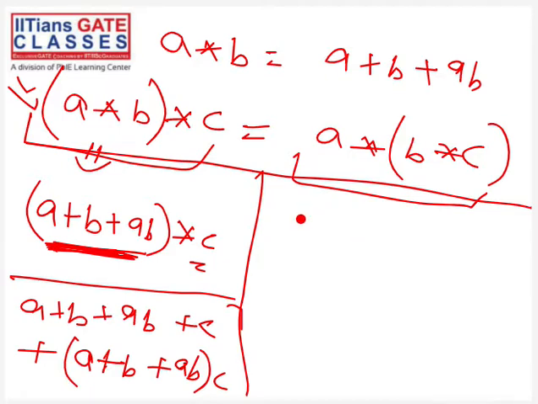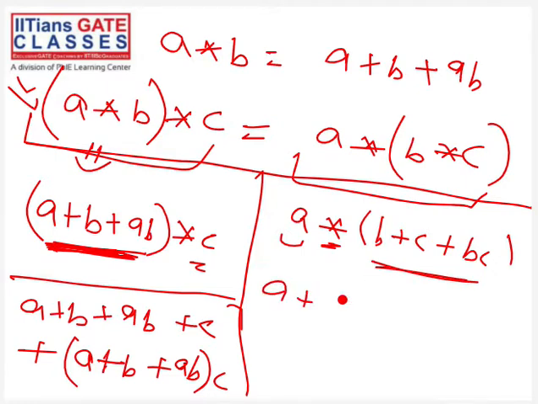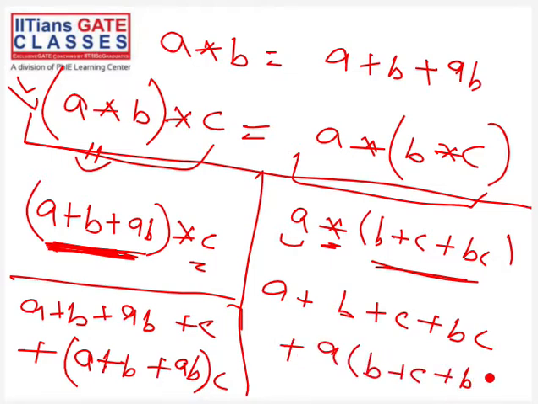Now let's see the right hand side. What is b star c? That is b plus c plus bc. Again, what is a star this thing? It is a plus b plus c plus bc plus a multiplied by b plus c plus bc. Let's see whether these two sides are equal or not.